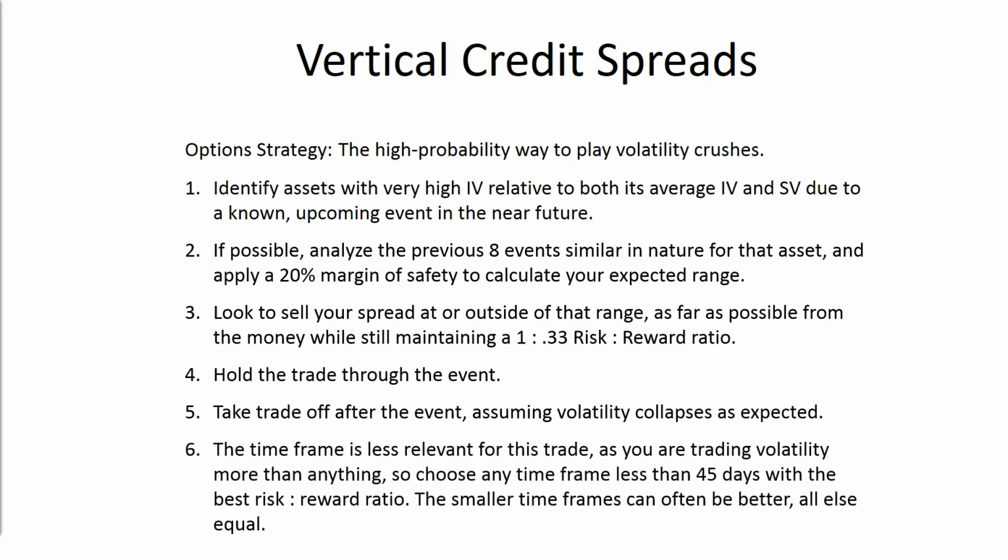Step 6 is actually more of a tip, and that's that the time frame of your options is less relevant for this trade because we're primarily trading volatility here. So anything 45 days or less will work, and you can just choose whatever gives you the best risk to reward ratio. And actually the smaller time frames can be better if they give you the same risk to reward ratio as the longer time frames. And that's because after a volatility crush, these smaller time frame options have practically nothing left in terms of time value. So the volatility crush tends to have a greater effect on the shorter time frame options, and thus gives you more of that immediate profit using this strategy.